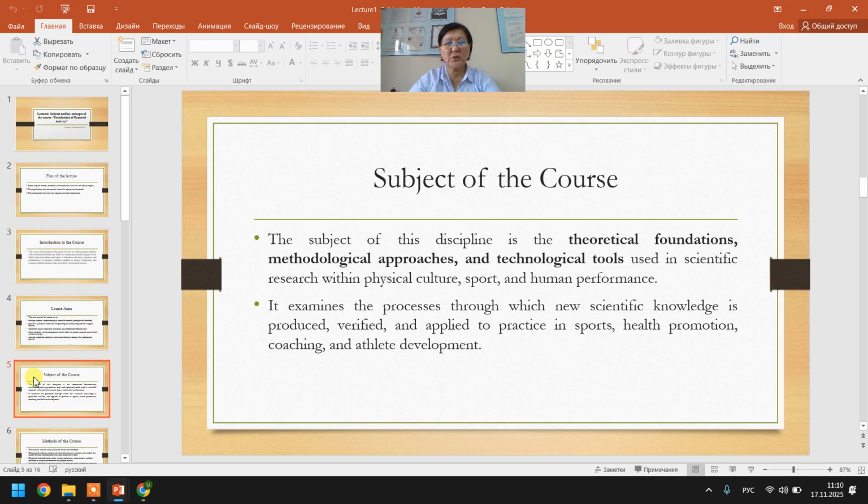The subject of the course. This discipline covers the theoretical foundations, methodological approaches, and technological tools used in scientific research within physical culture, sport, and human performance. It examines the process through which new scientific knowledge is produced, verified, and applied to practice in sports, health promotion, coaching, and athlete development.